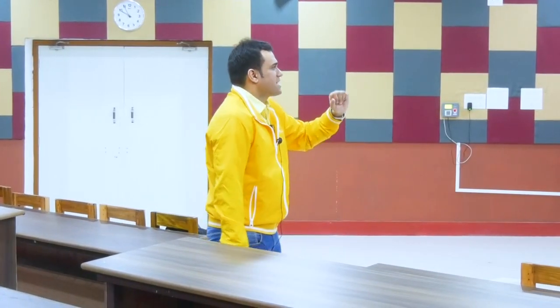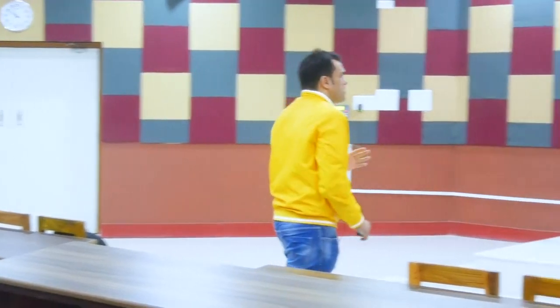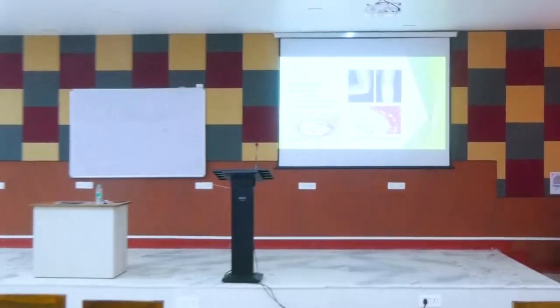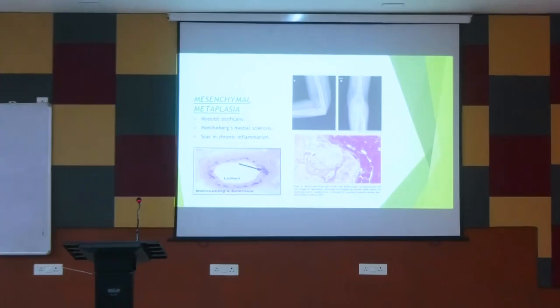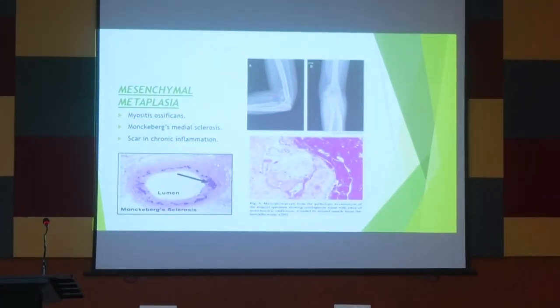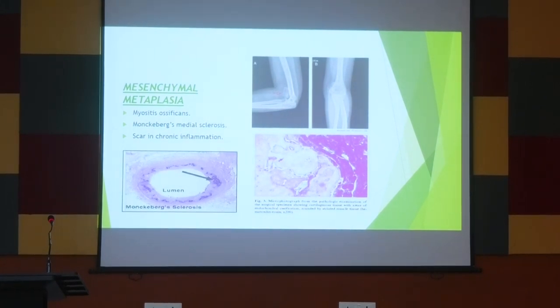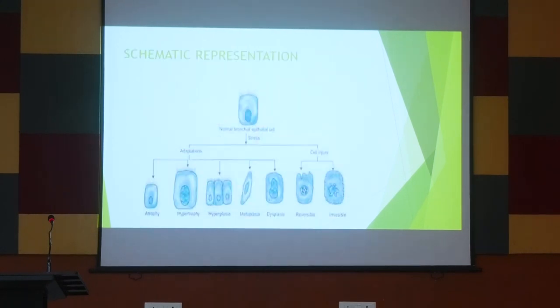And then comes mesenchymal metaplasia, that is myositis ossificans, due to too much stress. Monckeberg's medial sclerosis. Have you heard of Monckeberg's sclerosis? In the tunica media, applied anatomy. In Monckeberg's, there is calcium deposition and all. Okay, you will be studying about those. Then scar in chronic inflammation. These are all examples of mesenchymal metaplasia.